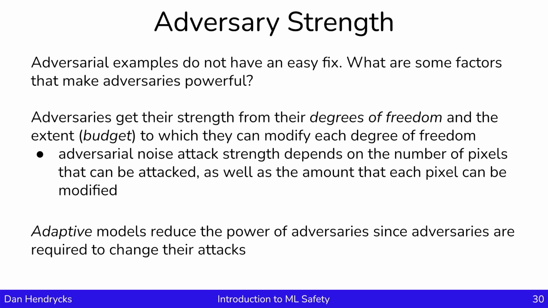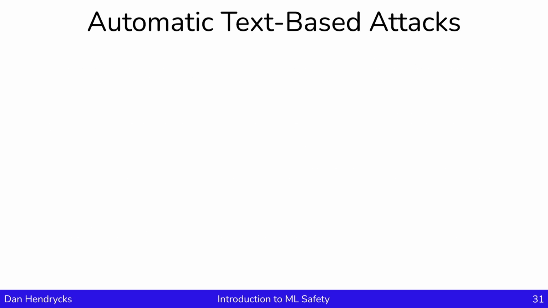Another factor that affects the strength of adversaries would be whether we have adaptive models. Adaptive models can reduce the power of adversaries, since adversaries are required to keep changing their attacks to successfully subvert an adaptive model. So we present here 3 different factors that influence an adversary's strength: the adversary's degrees of freedom, the adversary's budget, and whether the defender is adaptive. Another factor that influences the strength of an adversary is whether the input space is discrete or continuous. The continuous attacks mean better gradients, so they tend to be more powerful.